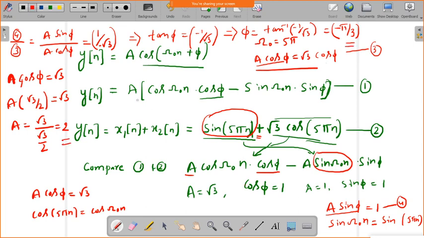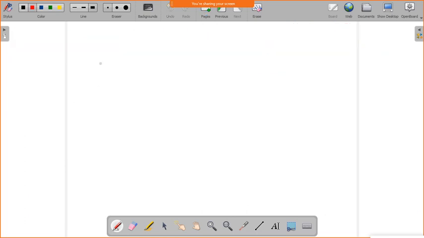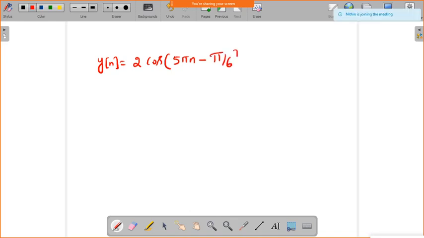Now express the signal in terms of these values. So what is your final output signal? The final representation will be y of n equal to, what is A? A is 2, and what is omega naught? Omega naught is 5 pi n, minus, what is the value of phi? It is minus pi by 6.